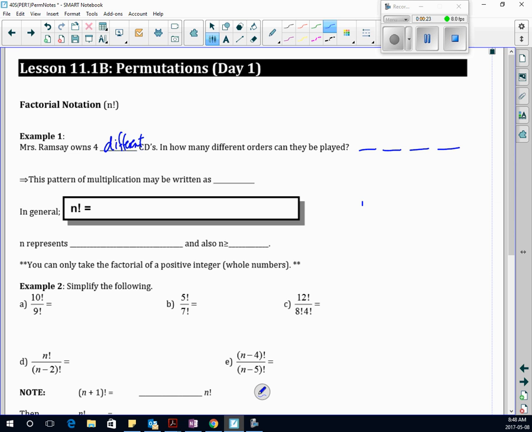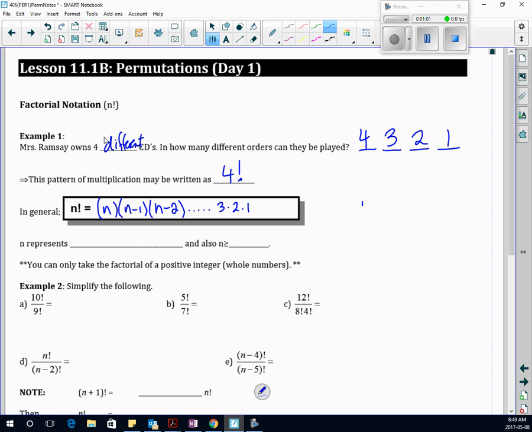How many choices do I have for the first decision? 4. Then 3, then 2, then 1. So this pattern of multiplication may be written as 4 factorial. So in general, n factorial is n times n minus 1 times n minus 2 all the way down to 3 times 2 times 1, depending on what your n is. Do you understand? Like, so if n is 100, it'll be 100 times 99 times 98 times 97, blah, blah, blah, all the way down to 1.